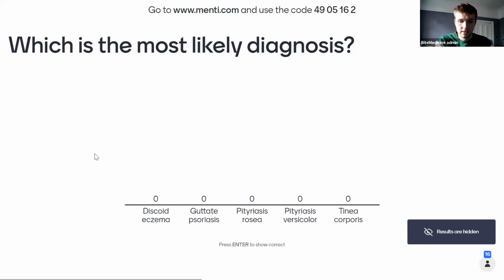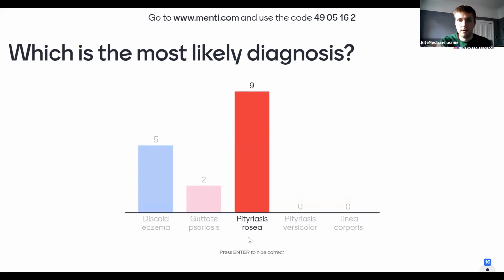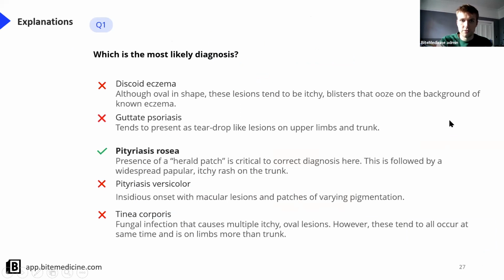Okay, so let's see where the votes are going. Okay, so we've got a majority either going for discoid eczema or Pityriasis rosea. The majority wins. Well done. So that's Pityriasis rosea. So let's work through systematically. Discoid eczema, although oval in shape, like we saw in those images, tends to result in itchy blisters that ooze, and there tends to be a background of eczema. So that's incorrect.